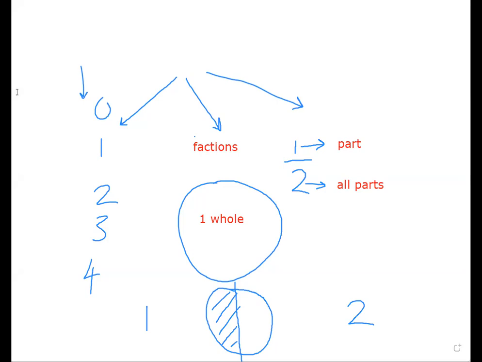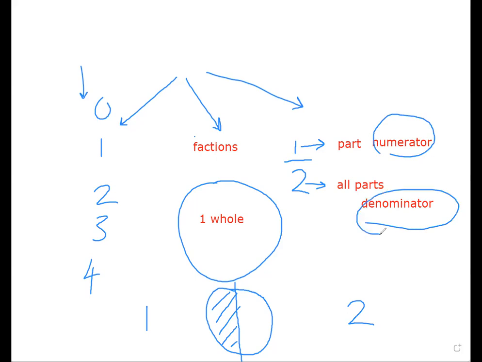Is that correct? No. I will call the number at the top numerator. And all parts I have down, I call it denominator. Okay? Easy? So I'm not going to say, hey, I ate one part out of 2 parts. No, no, no. I call 1 the numerator, 2 the denominator. And I call this fraction half.